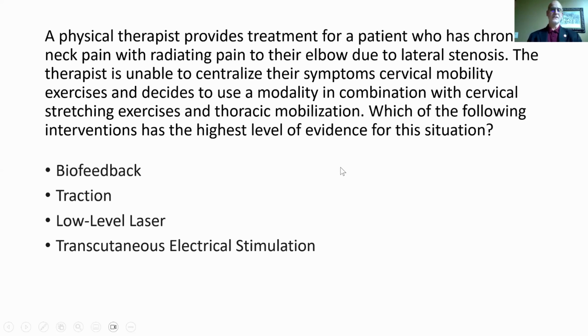And again, one of the things that's going on is you're thinking about neck pain with radiating pain. And so that makes you think about, well, what am I supposed to be doing with those individuals? One of the things you're supposed to be doing is stretching along with thoracic mobilization, as well as cervical mobilization. Now, biofeedback is not going to help with that. That would be used for reducing muscle activity, but that's not part of the clinical practice guidelines.